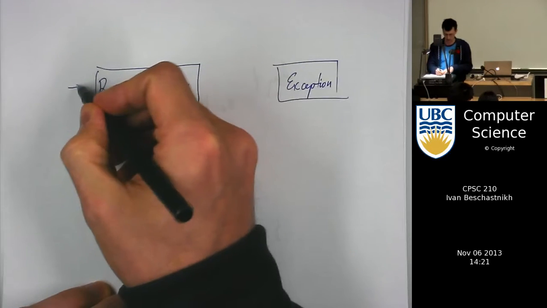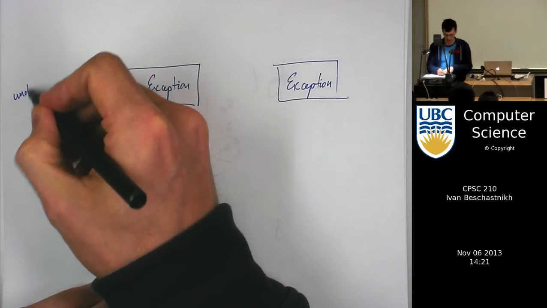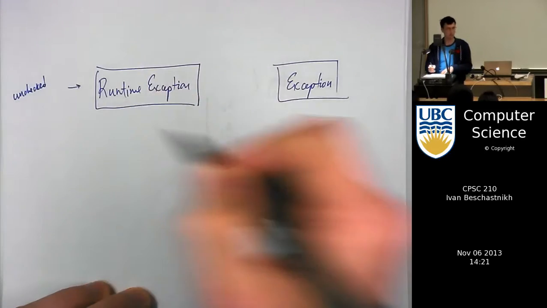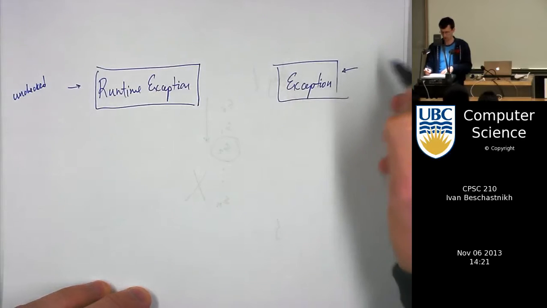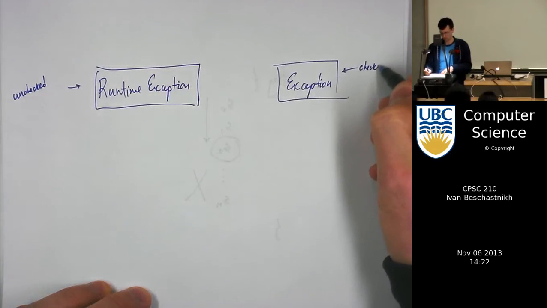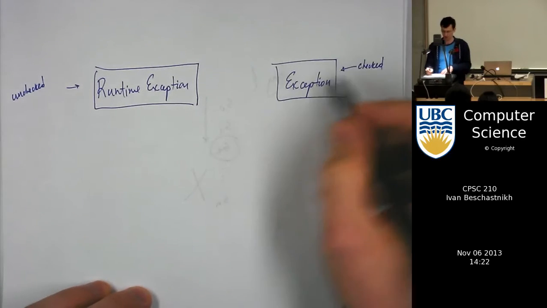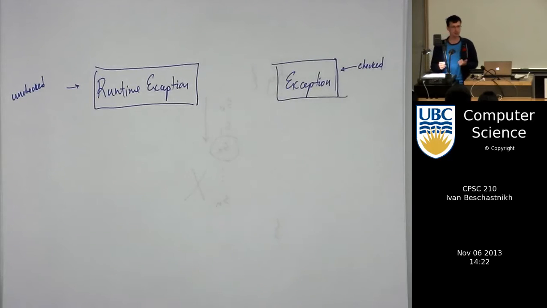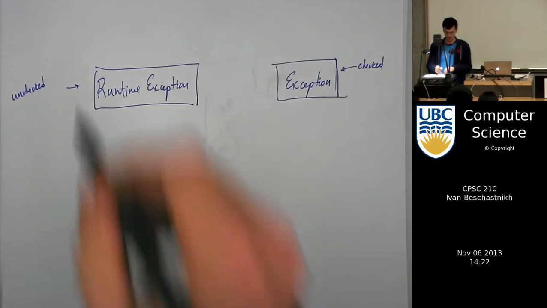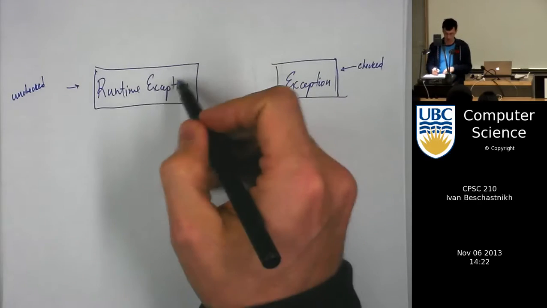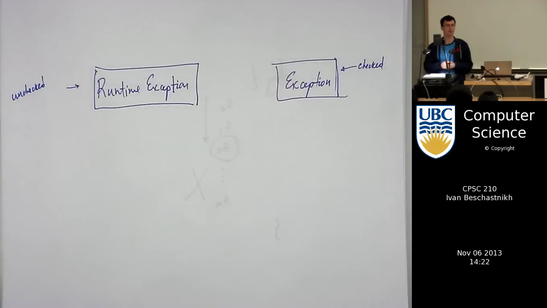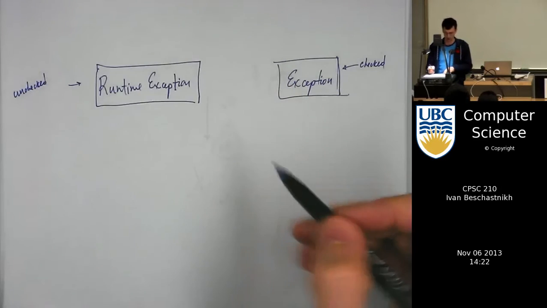RuntimeException is the unchecked type of exception, and the Exception class is the checked exception. Checked exceptions you have to declare when you throw them, and then you have to handle them when they occur, if they occur. Runtime exceptions are just these hidden things. Things are going to happen, like running out of memory. You don't want all of your code to handle that exception, so you declare it as a runtime exception.